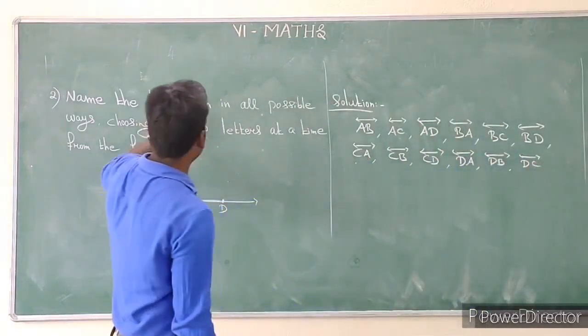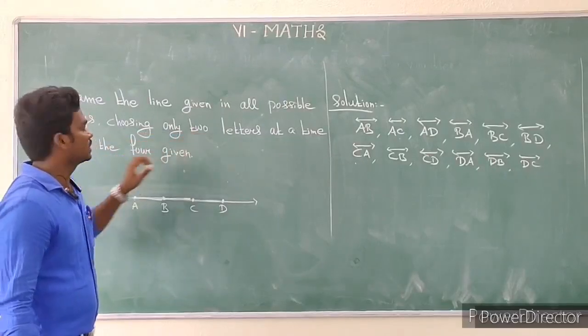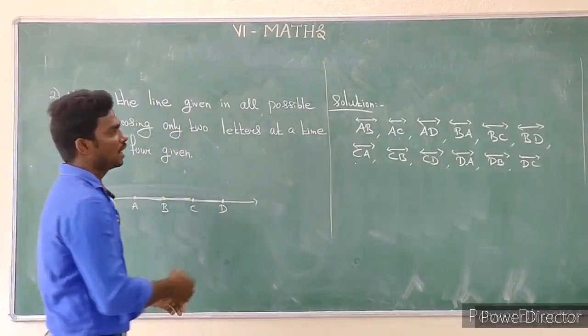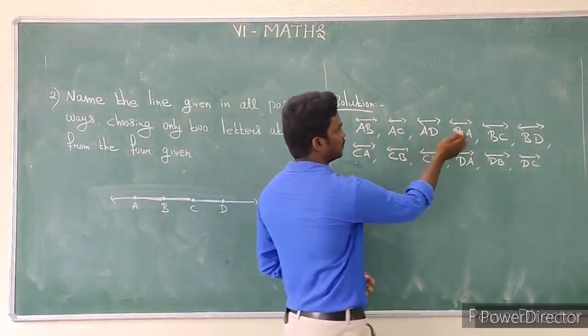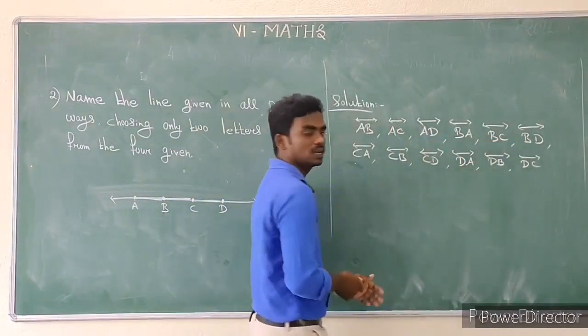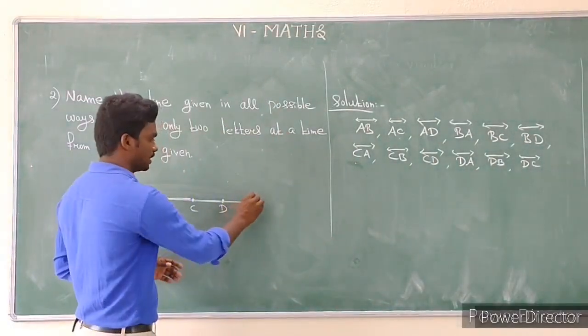So, name the line given in all possible ways, choosing any 2 letters at a time from the 4 given letters. How many lines are possible here? We have 12 lines. 1, 2, 3, 4, 5, 6, and 7 up to 12. We have 12 possible lines for these 4 given letters. Right?